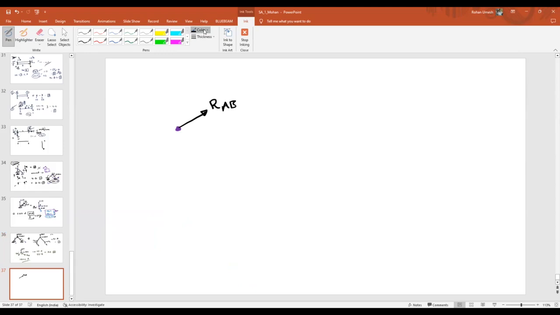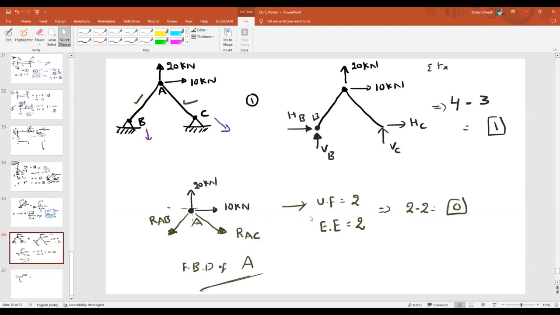And similarly, how many reaction forces will be generated at point B? Support B has 2. As I don't know them, let us imagine VB and HB. This is support B. Now, how many unknowns are there here? Already 2 unknowns.